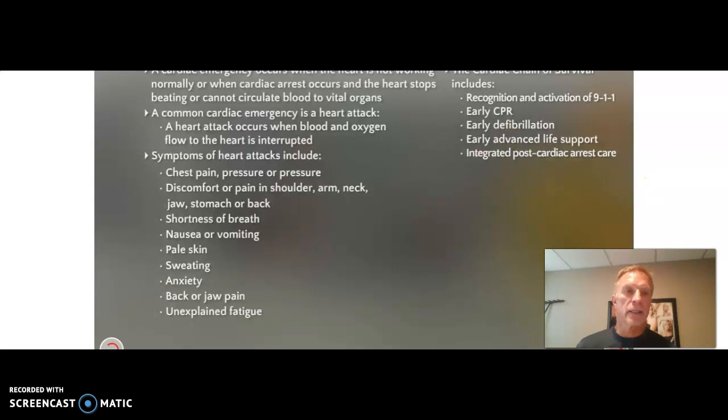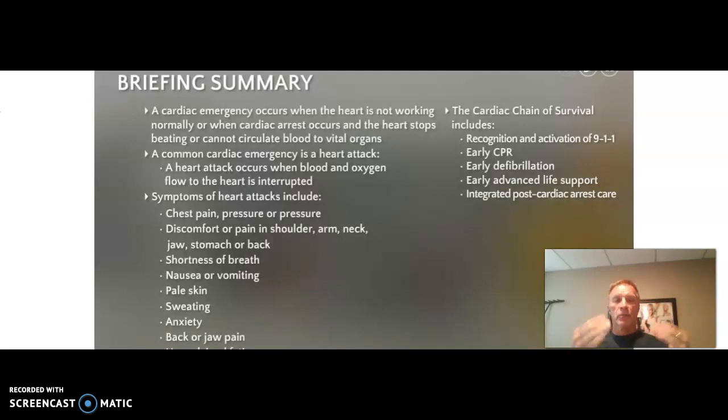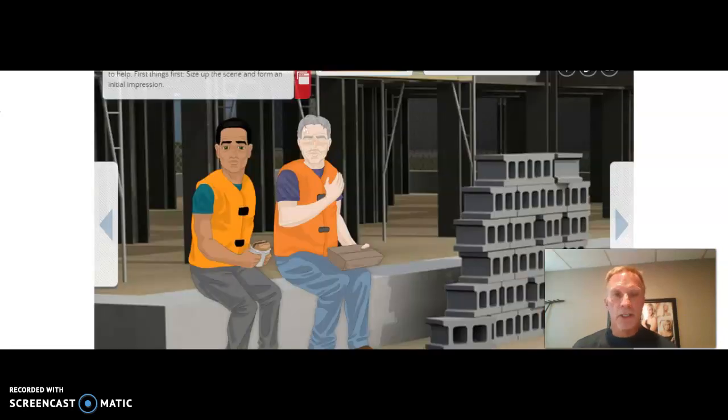Okay, so the briefing of this summary, let me make sure this is visible here. It occurs when the heart is not working normally, or when cardiac arrest occurs and the heart stops beating or cannot circulate blood to vital organs. You can read through this, look at the symptoms. Again, early is a critical piece of this information. I'm going to stop right here. We'll come right back. First, we're going to look at our skills right now.